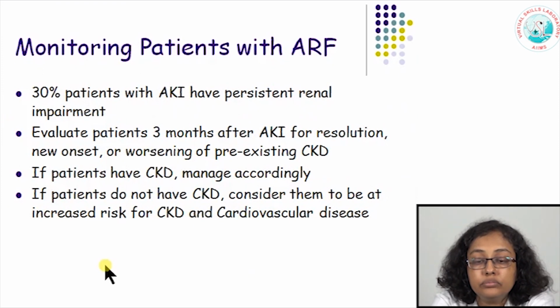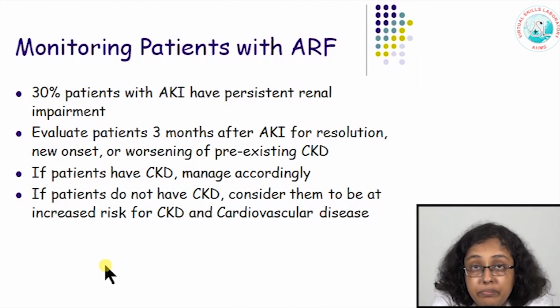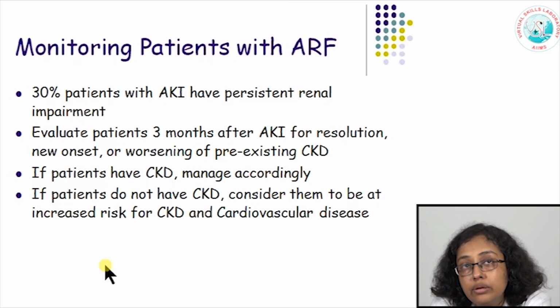Finally, a patient may or may not recover from acute renal failure. 30% of patients may have persistent renal impairment, which may range from continuing to require dialysis lifelong to a partial recovery of kidney function. So every patient of acute kidney injury, whether or not he continues to be dialysis dependent, should be monitored at least within 3 months to look for resolution of acute renal failure, new onset, or worsening of a pre-existing chronic kidney disease.